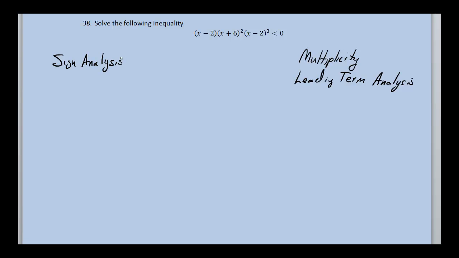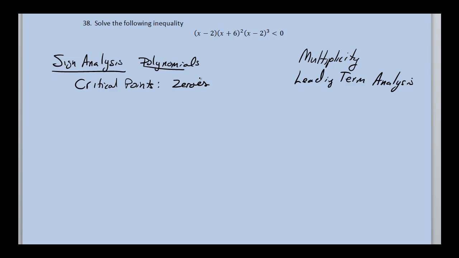My sign analysis of polynomials is slightly different than for rational functions, because I won't have any vertical asymptotes with polynomials. I only have vertical asymptotes with rational functions. So here, my critical points will only be my zeros. In the last example, we had zeros and vertical asymptotes, but clearly here we don't have any vertical asymptotes.